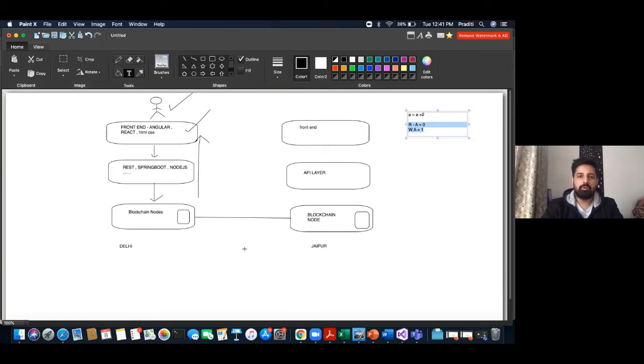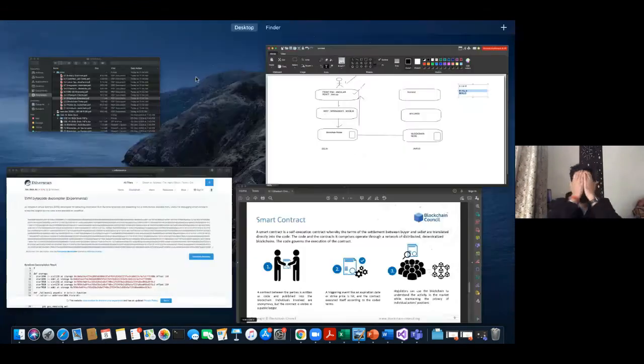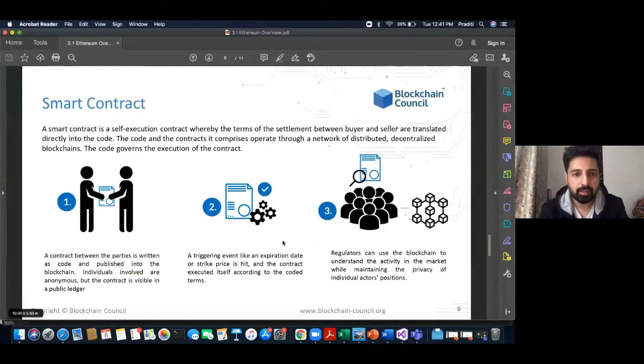Right. So what we are replacing right now are the legal contracts. A smart contract is a self-executing contract whereby the terms of the settlement between the buyer and the seller are translated directly into the code. The code and the contracts operate through a network of distributed, decentralized blockchains, and the code governs the execution of the contract.